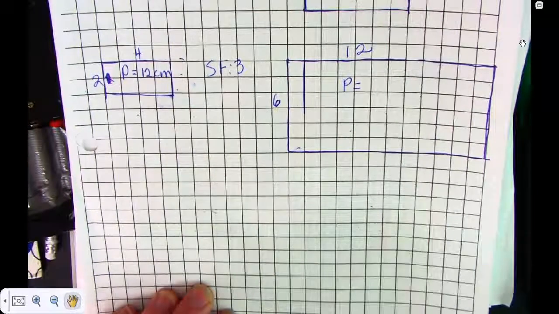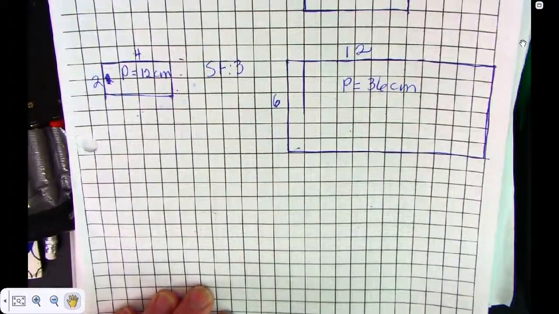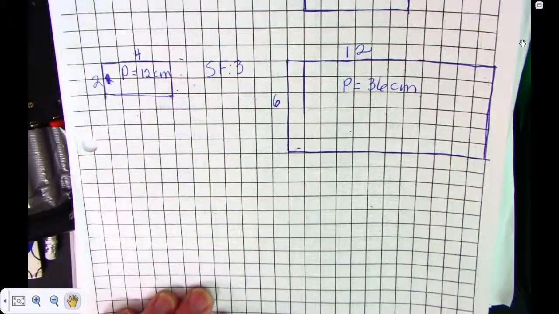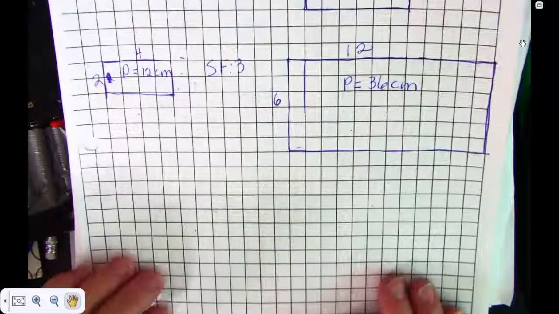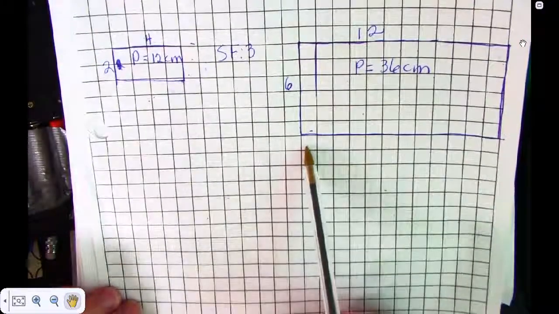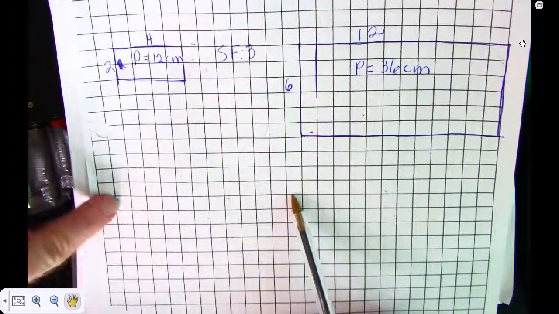What's the perimeter? 36. Where'd you get 36 centimeters? 18, 18 plus 18, there you go. Good, Dana. 18 and 18 make 36. Awesome. Okay. We good? Okay, now what I need you to do is skip down about 4.